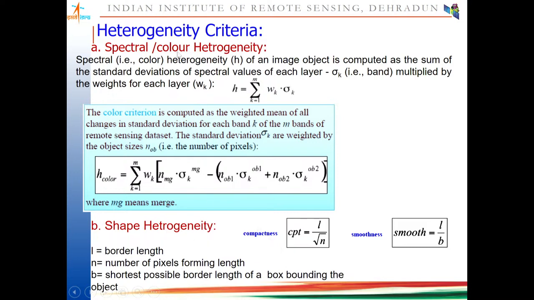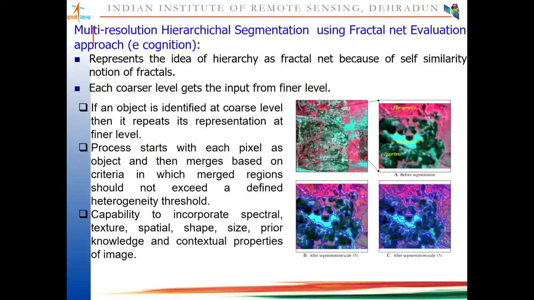So heterogeneity criteria we have seen for two characteristics: spectral or color heterogeneity, which as we have seen is computed as the weighted mean for all the changes in the standard deviation for that band of all the number of bands in the image data. And we can also calculate a shape heterogeneity based on compactness or smoothness.